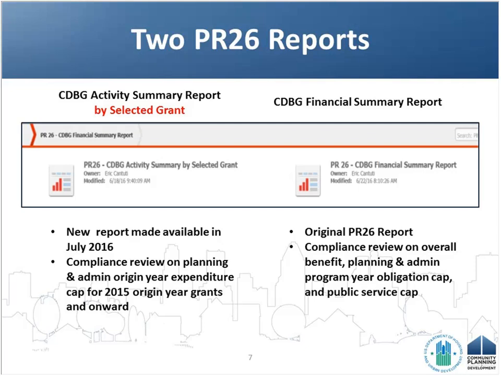The second report was implemented in July 2016. We added a new report called the CDBG Activity Summary by Selected Grant. That report can be used to check the planning and admin Origin Year Expenditure Cap for the 2015 Origin Year grant.